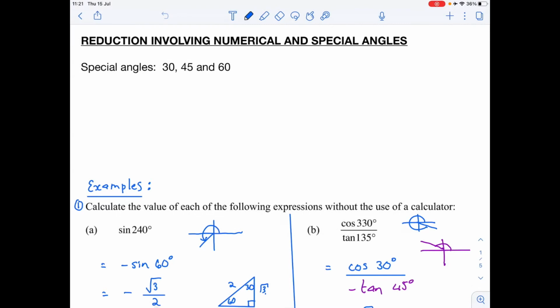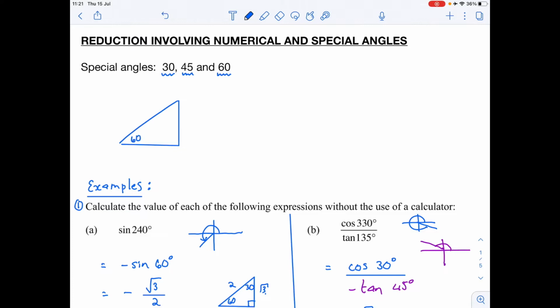So the next section is reduction involving numerical and special angles, grade 11. Now let's not forget about our special angles, which we bring through from grade 10, and those are 30, 45, and 60. Let's quickly draw our triangles. These need to be committed to memory, so you have to learn them and remember them.